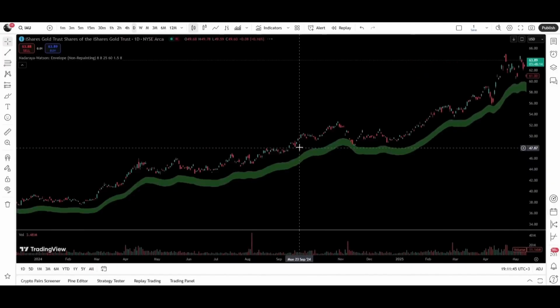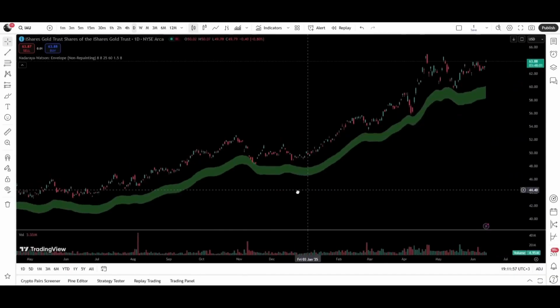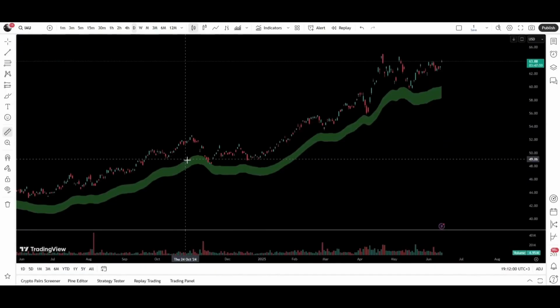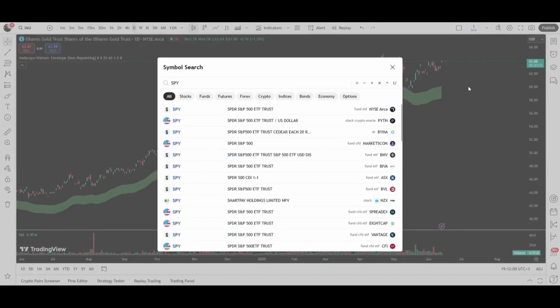Now let's take a look at another asset, say gold, the iShares Gold Trust ETF. Let's take a look. As you can see, there was a great situation where you could have caught a correction and bought the gold ETF. This happened back in November of 24th year. At a price of 48, you could have bought the gold ETF, and by today you'd have a pretty substantial profit of about 31%.